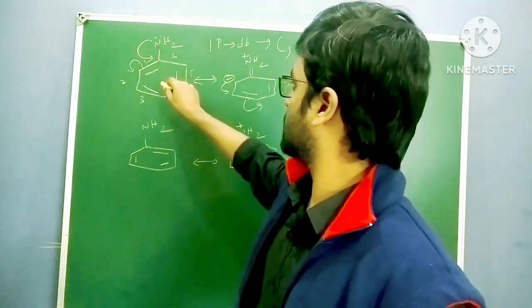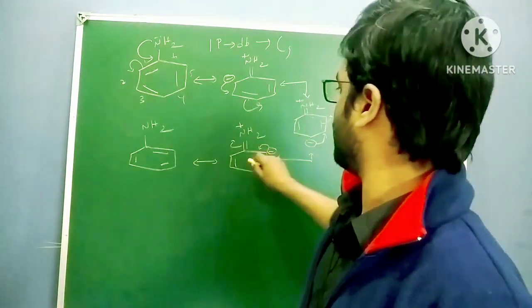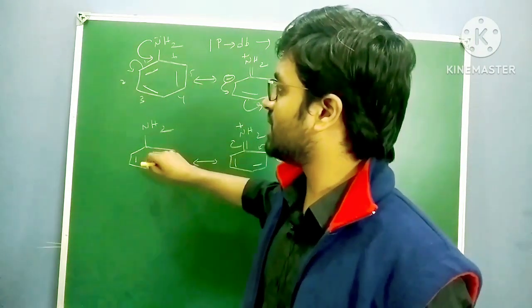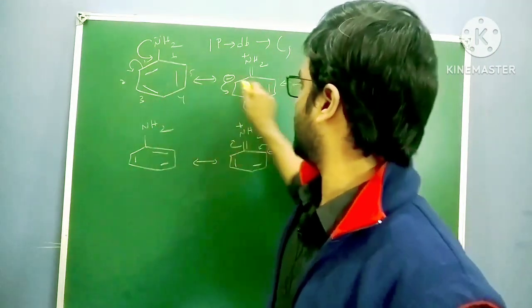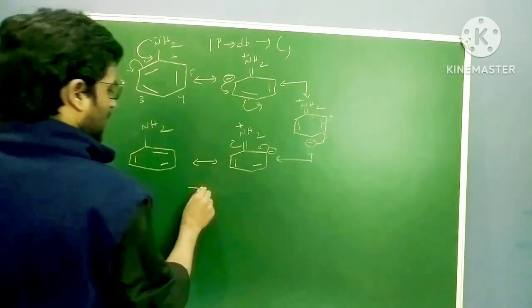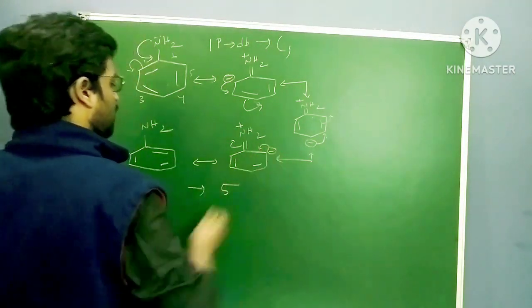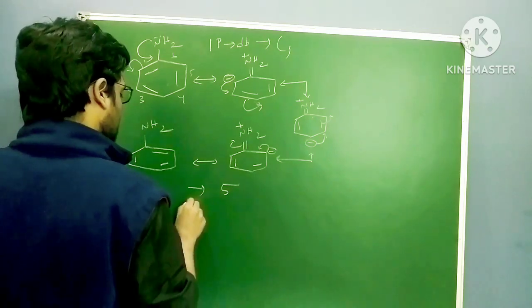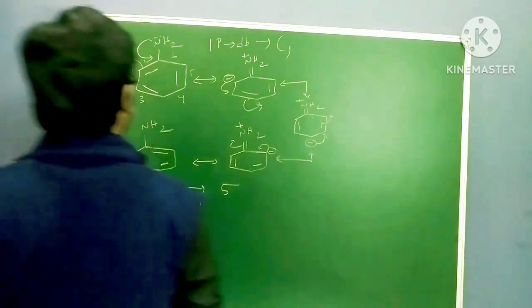Now how many resonating structures? 1 2 3 4 5, because these are not same structures, these are similar structures. So 1 2 3 4 5. So the conclusion is 5 resonating structures are there, and double bond becomes single bond, single bond becomes double bond.